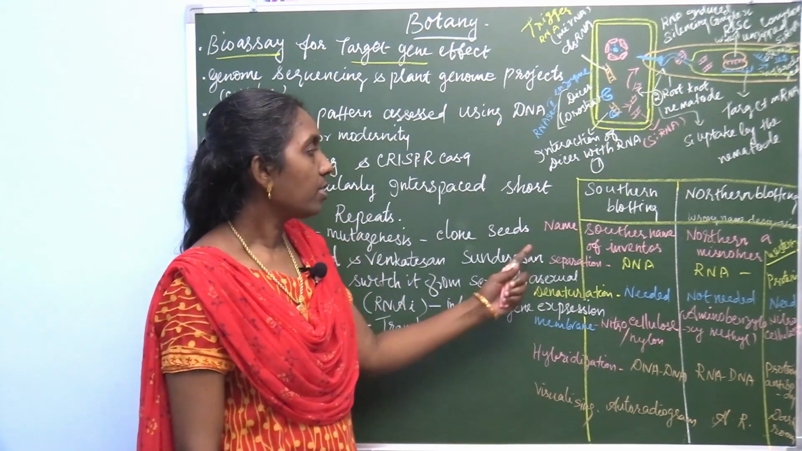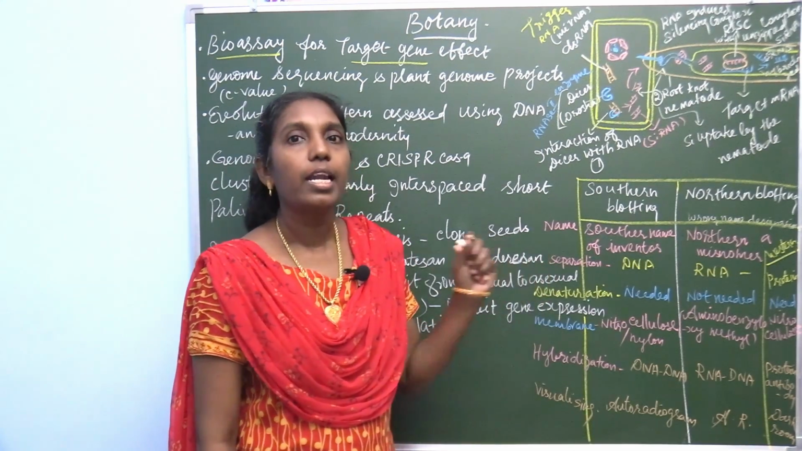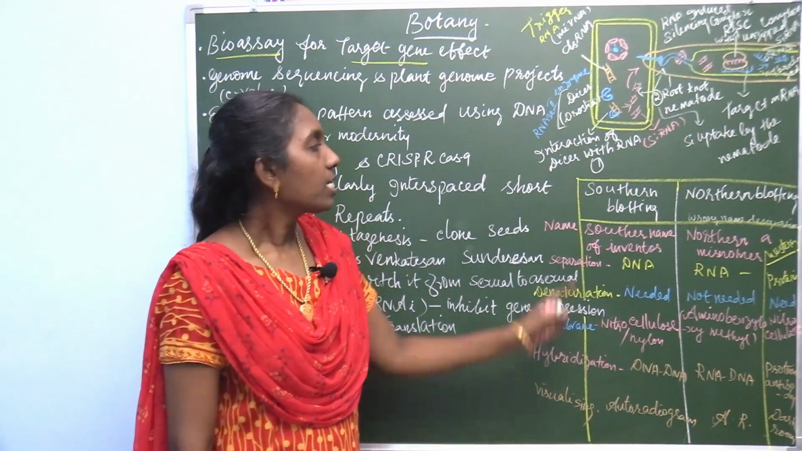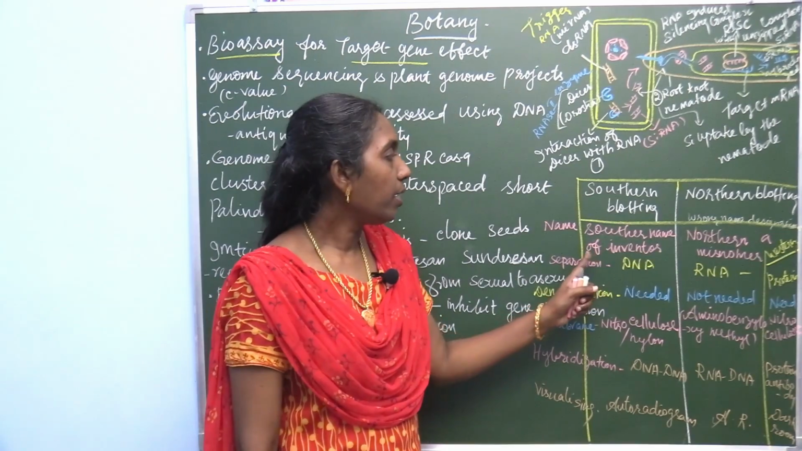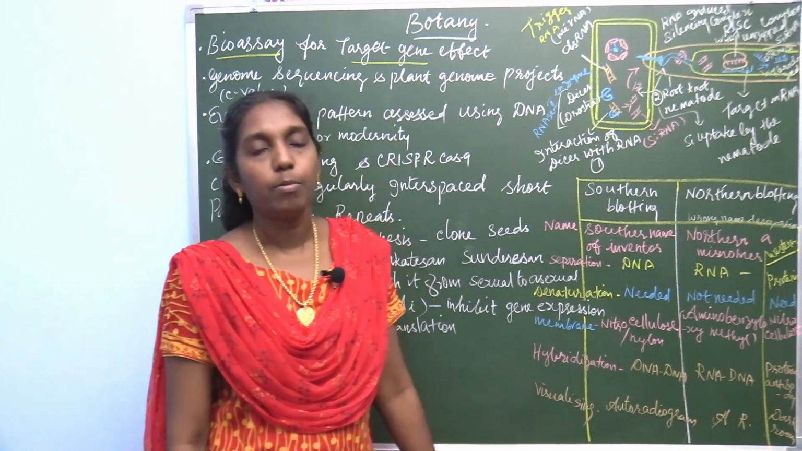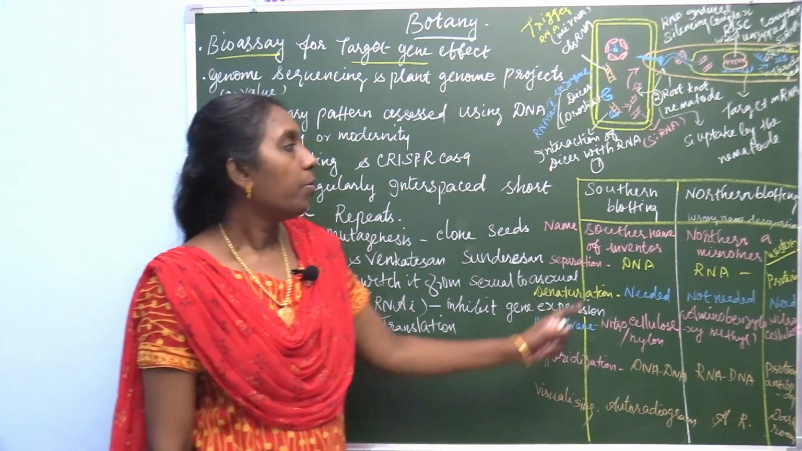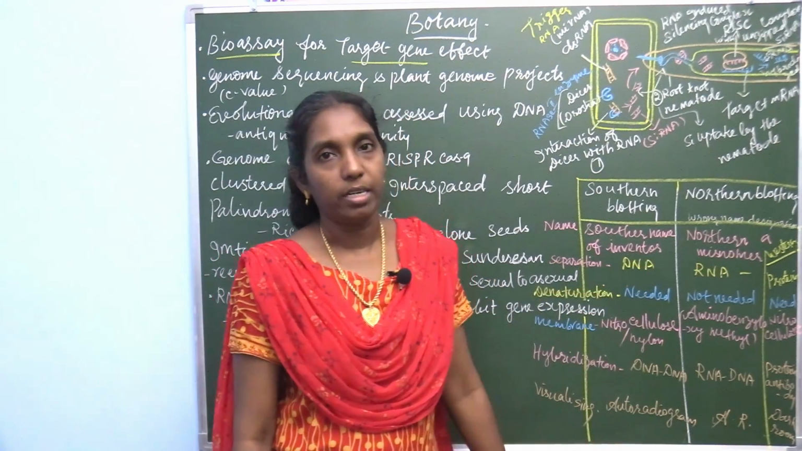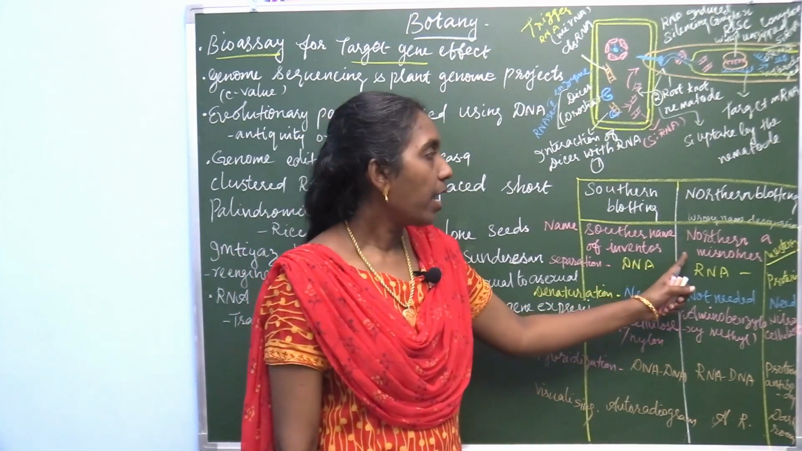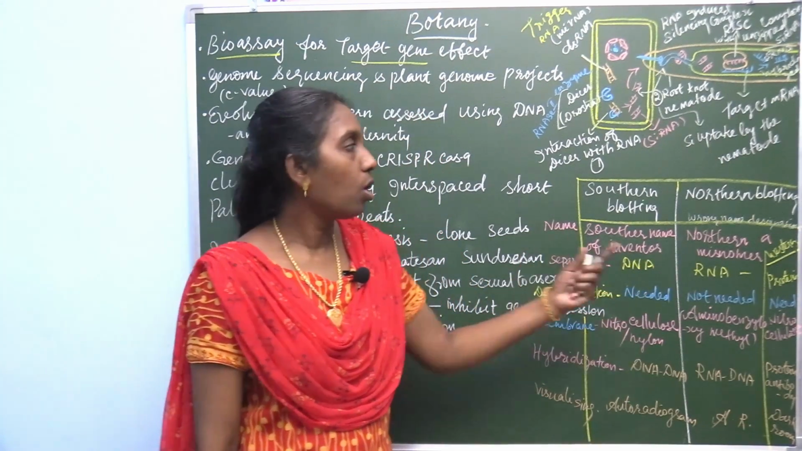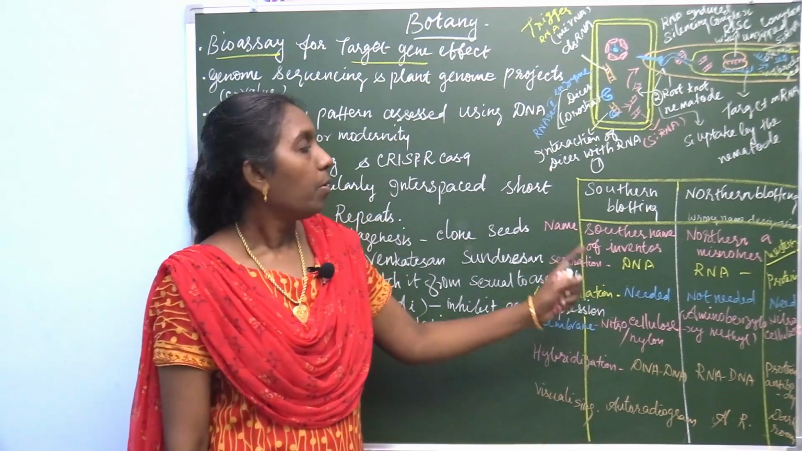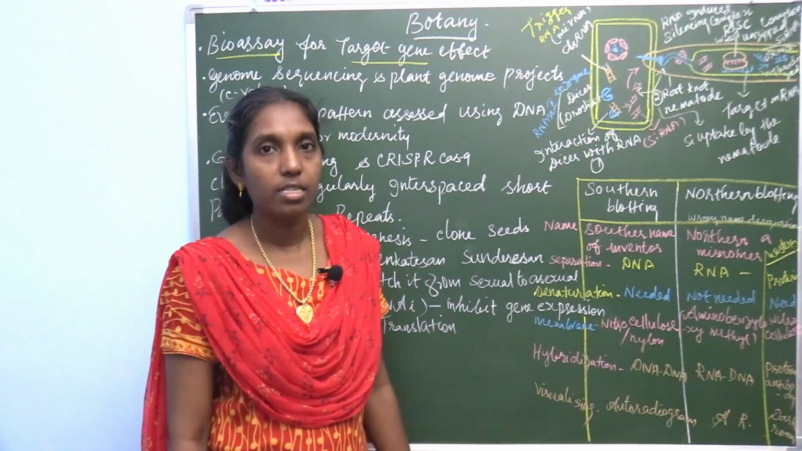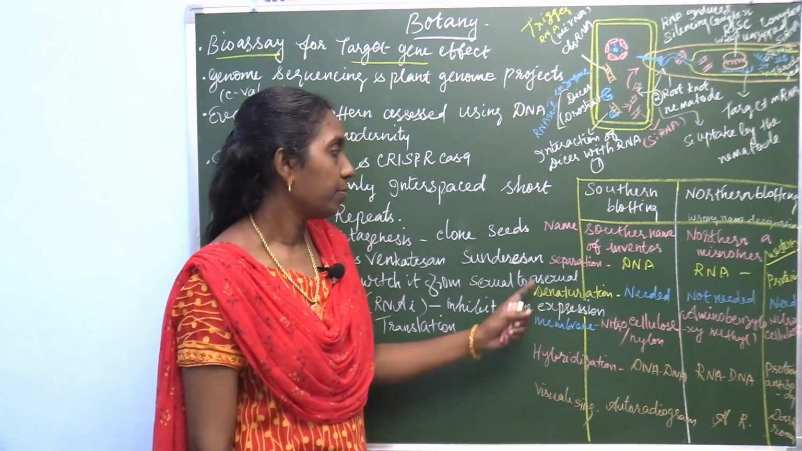What are the differences? First, the name of the person who invented this blotting technique. Southern blotting was invented by Southern, the name of the person Southern. But northern blotting and western blotting, it is a misnomer. That means the name of the person is a wrong name designation. But southern blotting was invented by the person Southern, so it's named as southern blotting technique.